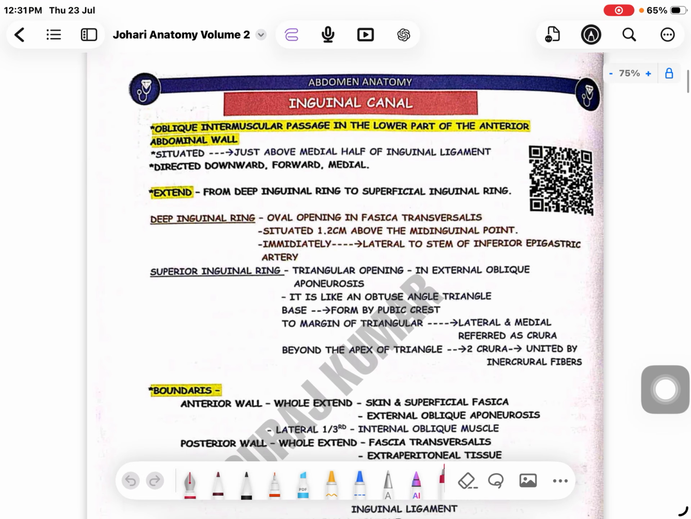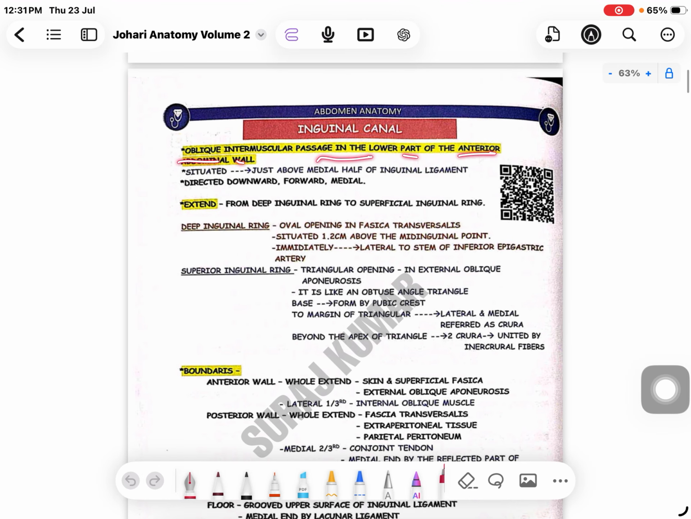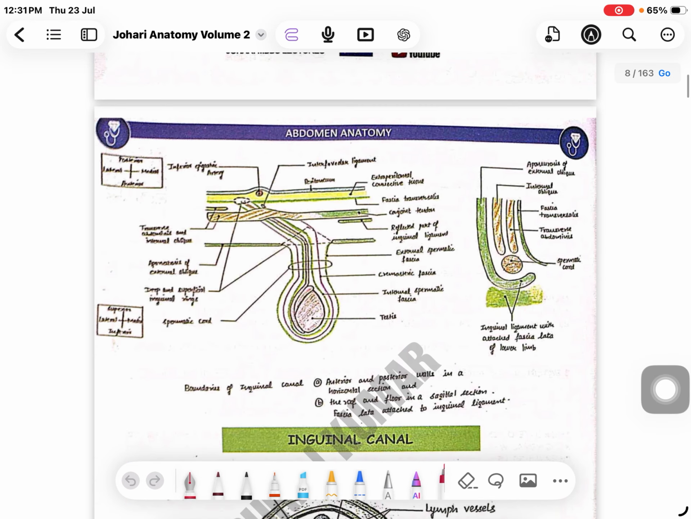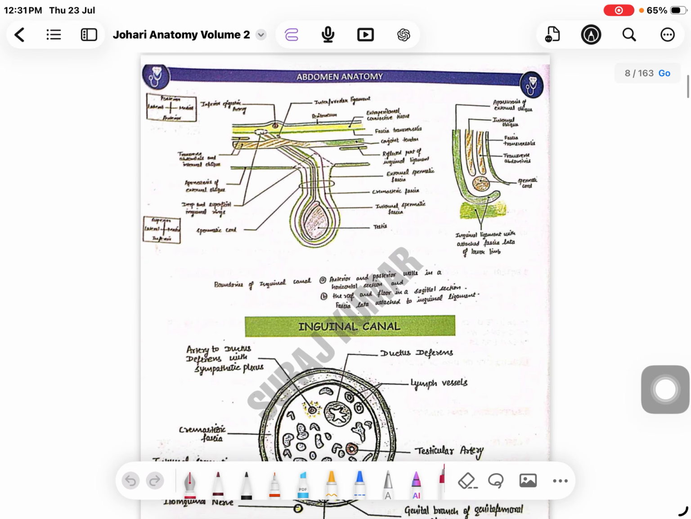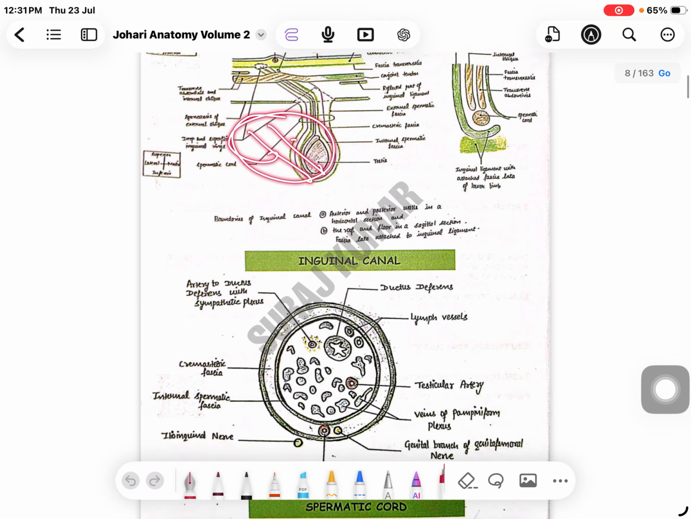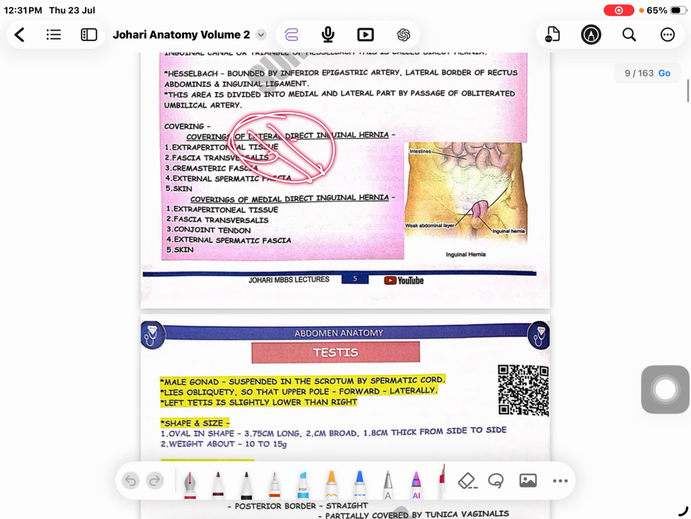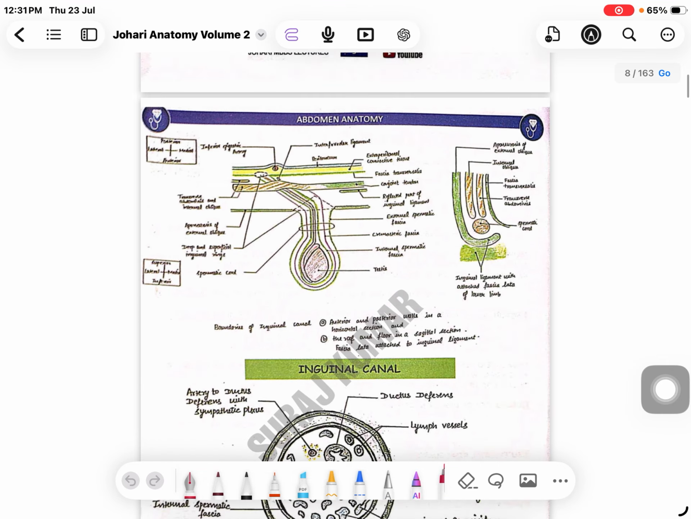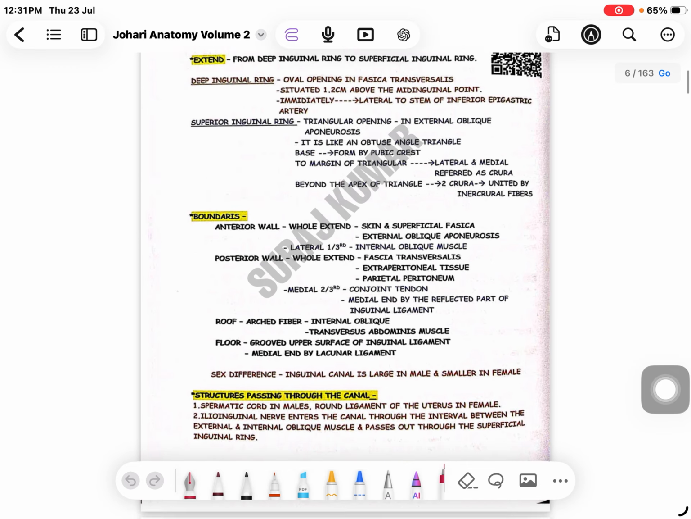Now the inguinal canal: an oblique intermuscular passage in the lower part of the anterior abdominal wall. Here it is in the diagram. So the inguinal canal is this structure, present obliquely in the anterior abdominal wall. There is also inguinal hernia, which can protrude into this inguinal canal, so we study this.